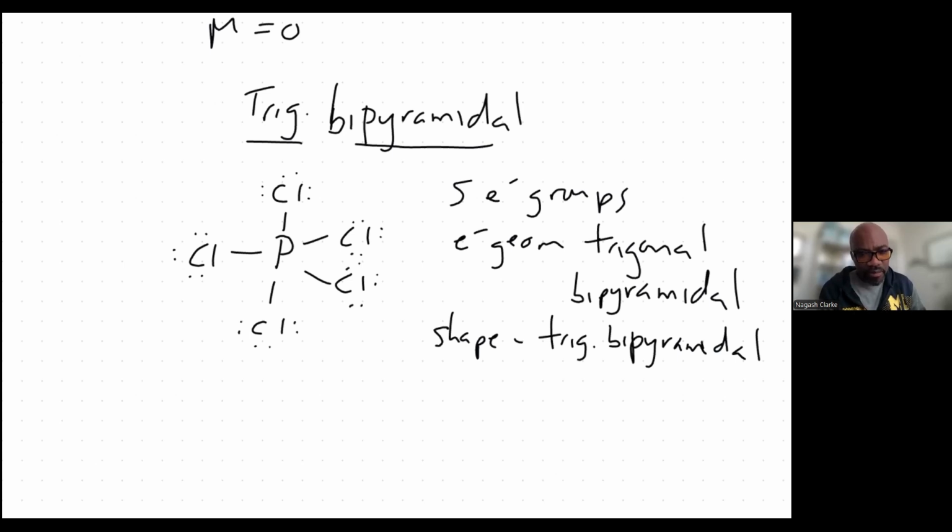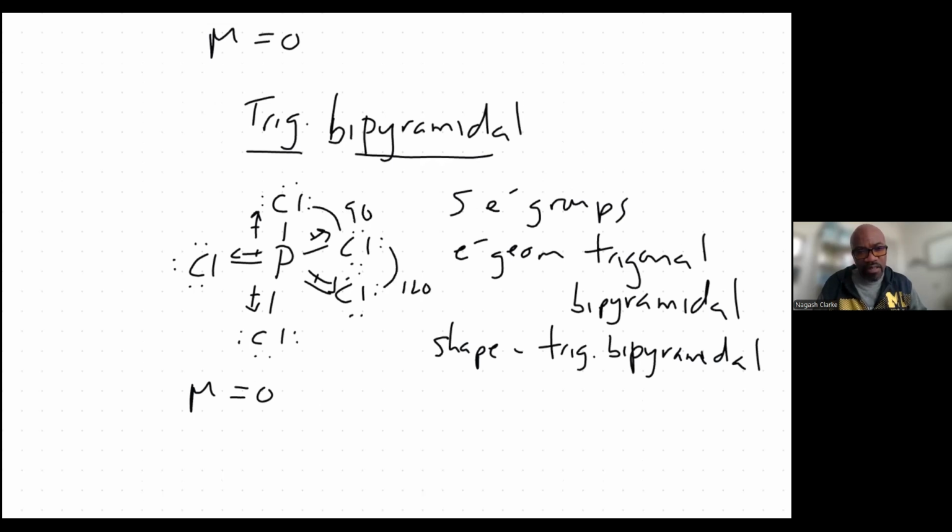For polarity, the PCl bond is a polar bond, but there's even distribution of electron density. These two chlorines, the vertical ones, are equally pulling against the planar Cl here. They're equally pulling, so we get a non-polar molecule. The bond angle here is 120. The vertical bond angle is 90.